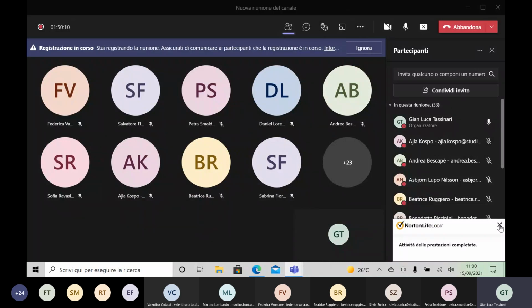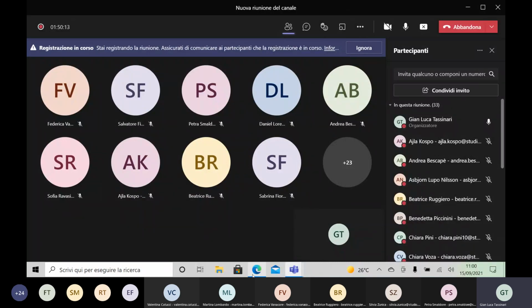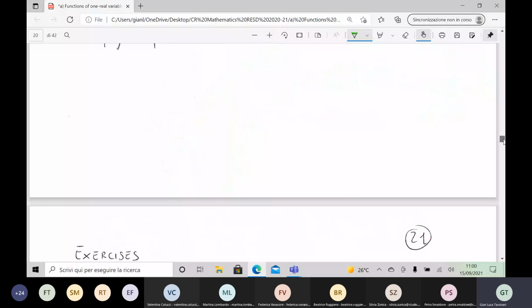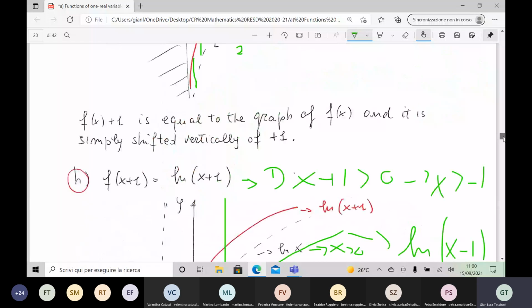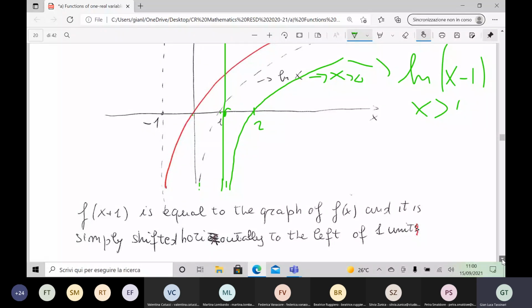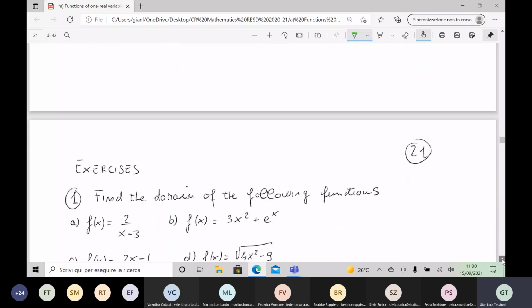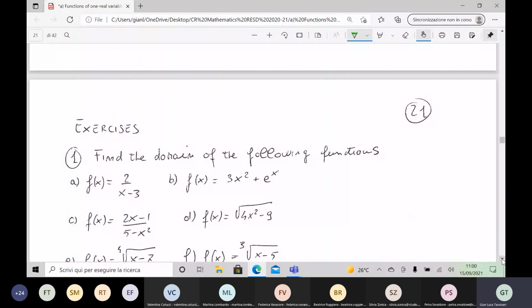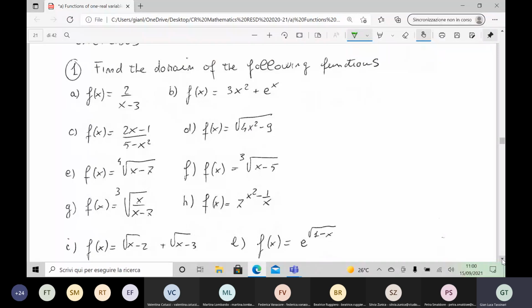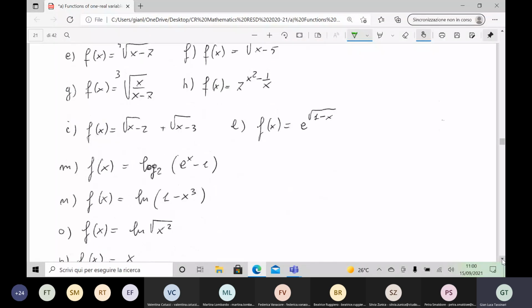Okay, so guys, we go back to the previous file, but we finished it. If you want to practice, guys, even in the future, it depends on you, okay? In this file on functions of one real variable, at the end, I prepared a lot of exercises, all with complete solutions. I really recommend them, especially if you have trouble with these things. Here you have exercise 1 concerning the determination of the domain of different functions. I wrote all the functions here.